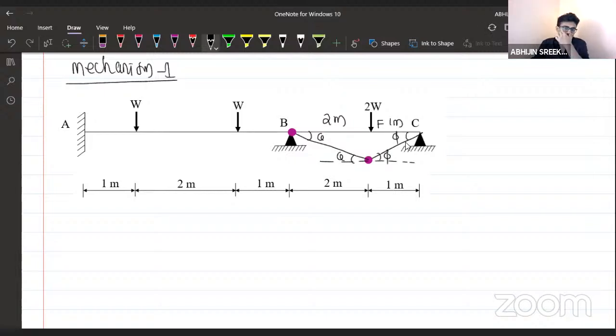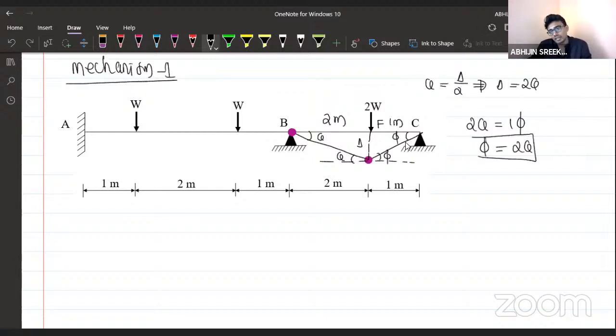See, this angle will be different. Why? Because I'm taking this distance as somewhat different. This is not a symmetrical loading. If it was symmetrical loading, the theta value would be the same. First of all, delta will be equal to 2 theta, or I can say 1 phi. How to calculate theta? Theta will be equal to delta divided by 2. From this triangle, delta is equal to 2 theta, and from this triangle, it is 1 phi. That's the reason why I'm writing like this. So phi is equal to 2 theta.